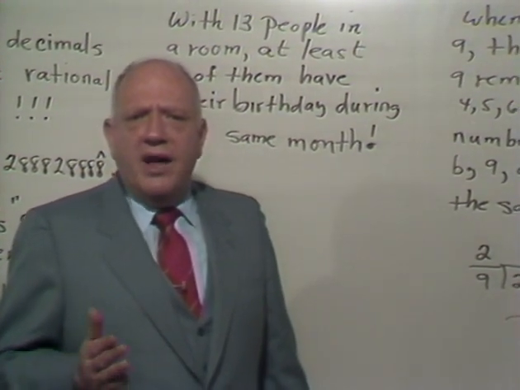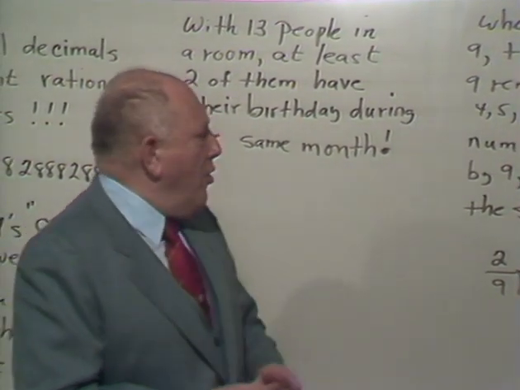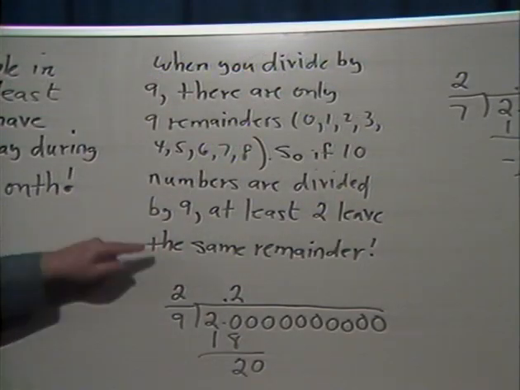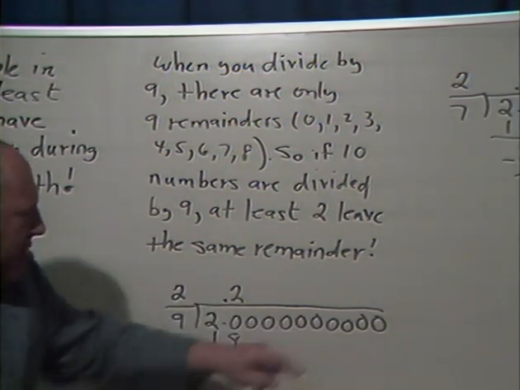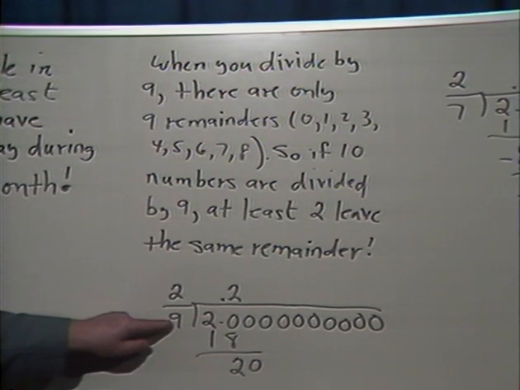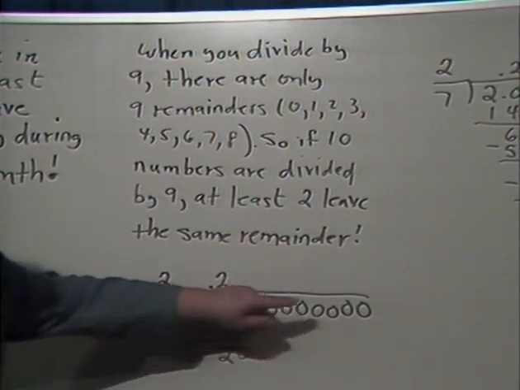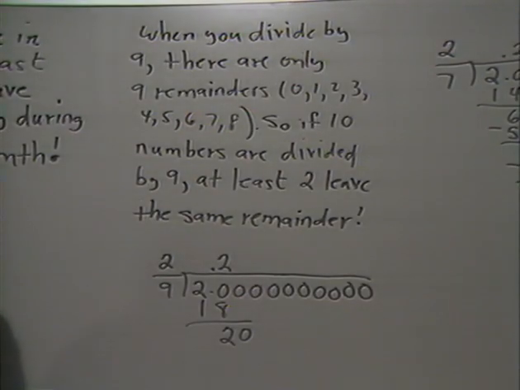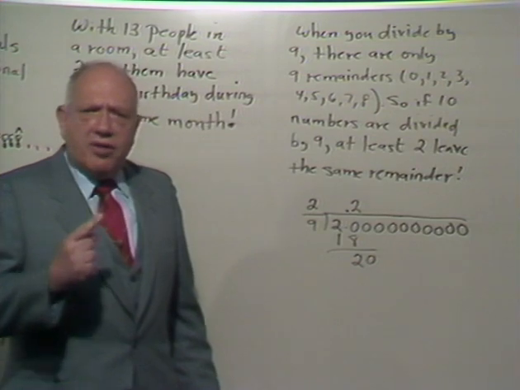It could have happened, but it's still true that at least 2 of them have their birthday in the same month. So the trick over here is going to be what? Suppose I have 2 9ths. I will write 10 zeros after the decimal place. Since there are only 9 possible remainders when I divide by 9, by the time I get to the 10th zero, a remainder has to repeat. It might repeat before that, but it has to repeat.